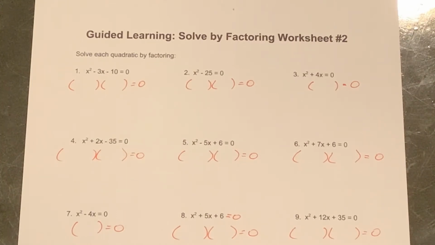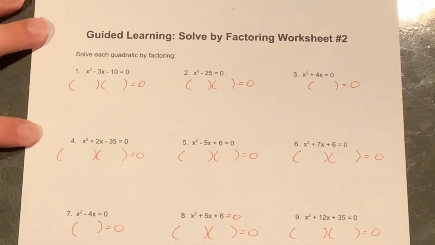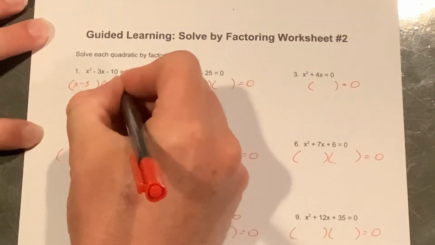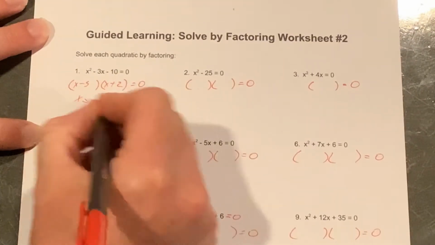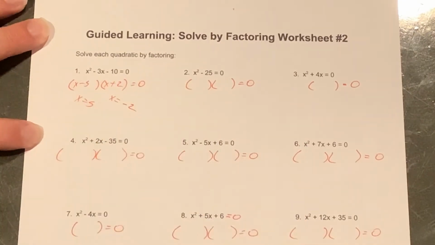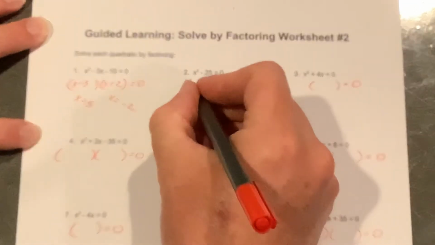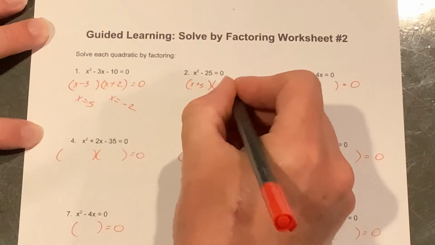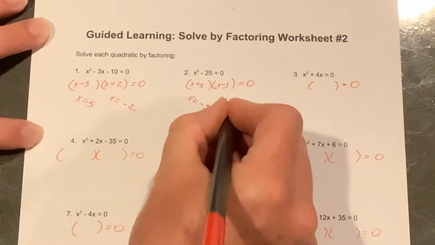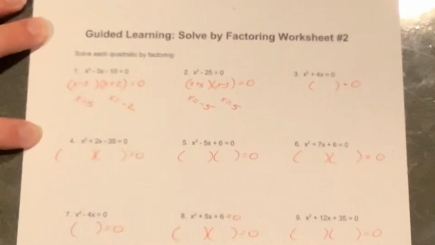So on number 1, if we're going to solve by factoring, it's a trinomial. Two numbers that multiply together to be negative 10 and add together to be negative 3 would be negative 5 and positive 2. So then my answers would be the opposites, x equals 5 and x equals negative 2. Number 2, again, you could solve by taking square roots. You could add 25 and take the square root and get plus or minus 5. Or we can factor as the difference of two squares to be x plus 5 and x minus 5. My answers are then the opposites of the factors, x equals negative 5 and x equals positive 5.